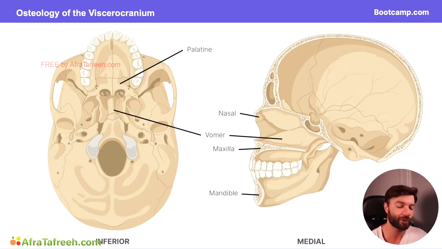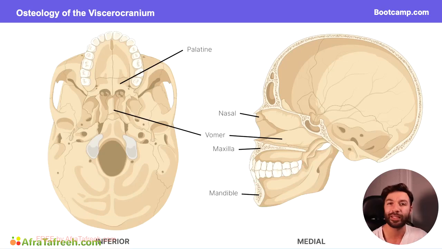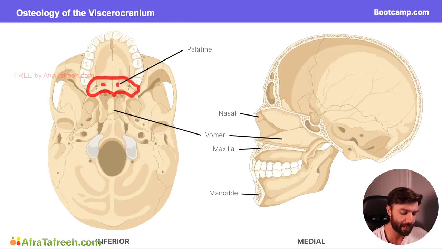Looking at that from an inferior perspective, we have that vomer right here. Again, we have our nasal bone right here. We have our maxilla, which is this bone right here. And then we also have our mandible right here. Now, one bone that's found on the interior aspect of the viscerocranium is known as the palatine bone. And this is going to sit at the posterior aspect of our maxilla. So here is the hard palate of the maxilla. And then posterior to that, this is where we're going to have our palatine bones. So we have one and two palatine bones.